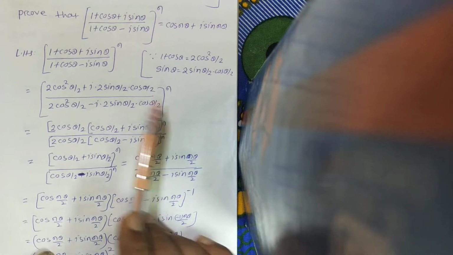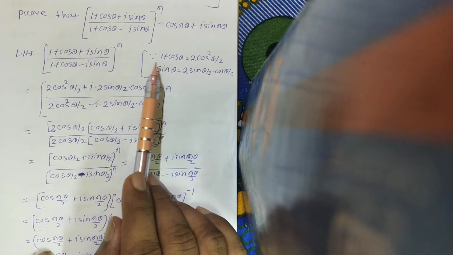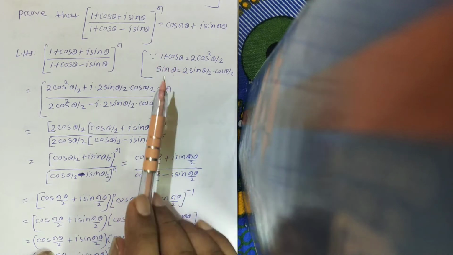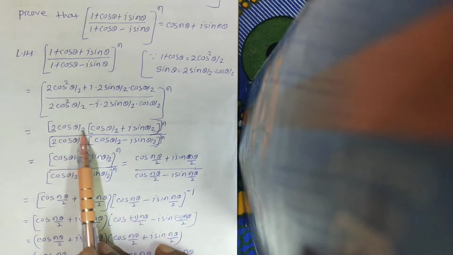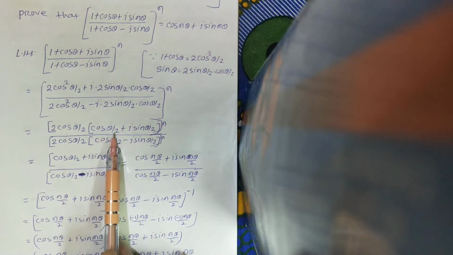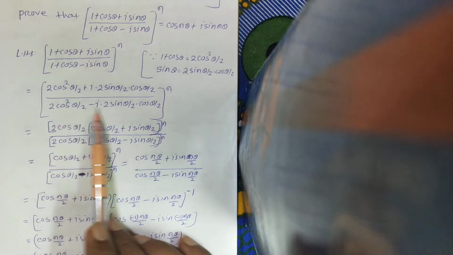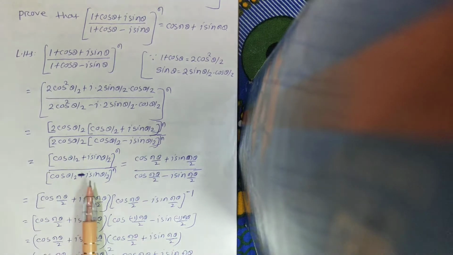Students, remember one thing: whenever you are solving problems, you should have some knowledge of the trigonometric formulas. Remember all these things. So now taking 2 cos theta by 2 common from these two terms, we get cos theta by 2 plus i sin theta by 2. Similarly, taking common 2 cos theta by 2 in the denominator, we get cos theta by 2 minus i sin theta by 2, whole to the power n.